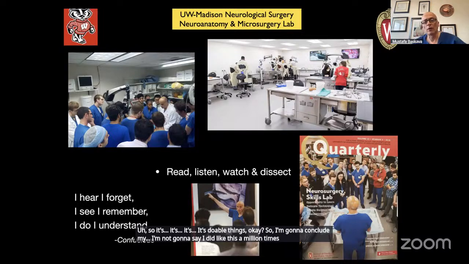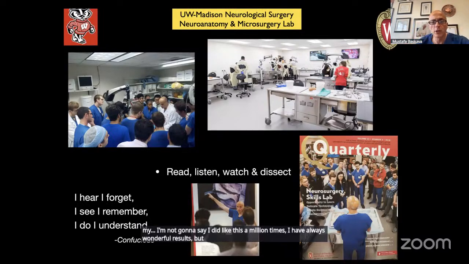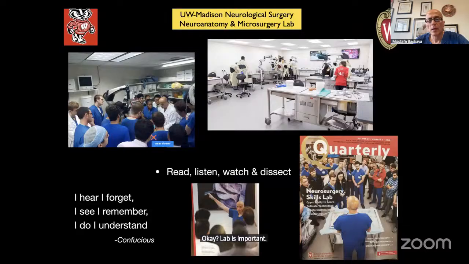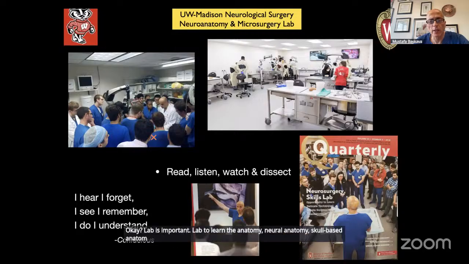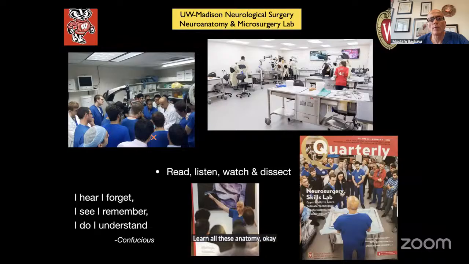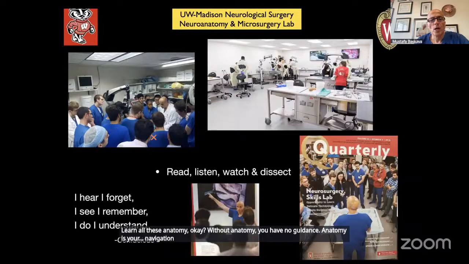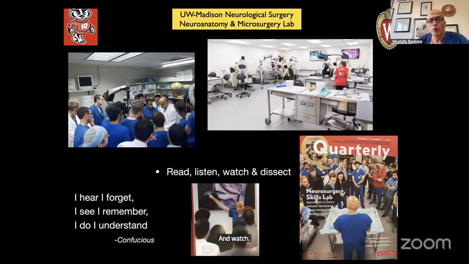I have always had wonderful results, but the one thing I learned over the years is you have to spend some time in the lab. Okay. Lab is important. Lab to learn the anatomy, neuroanatomy, skull base anatomy, whatever you are doing, spine anatomy, peripheral nerve, learn all these anatomy, okay? Without anatomy, you have no guidance. Anatomy is your navigation. And watch, read, listen, watch your master surgeons, watch your mentors, and go to lab, dissect.